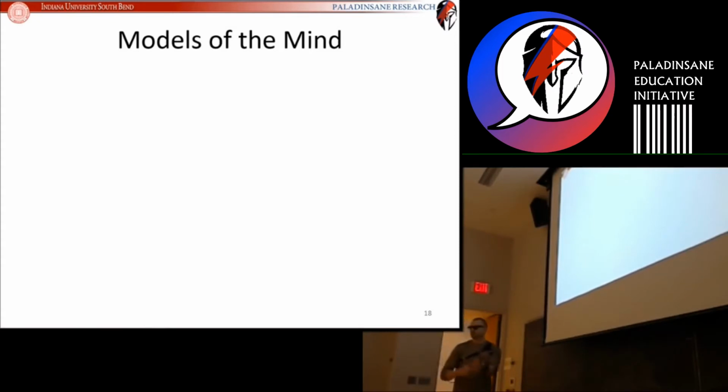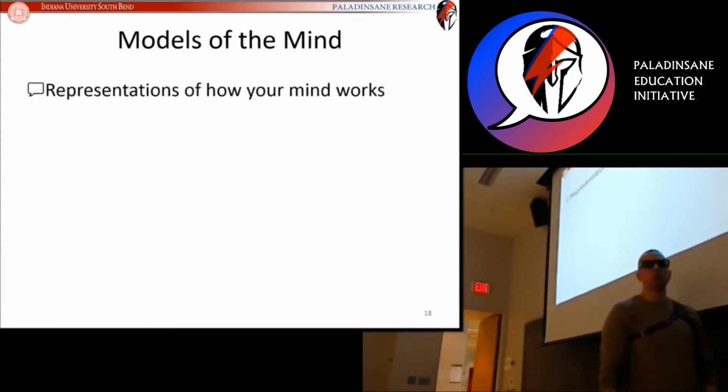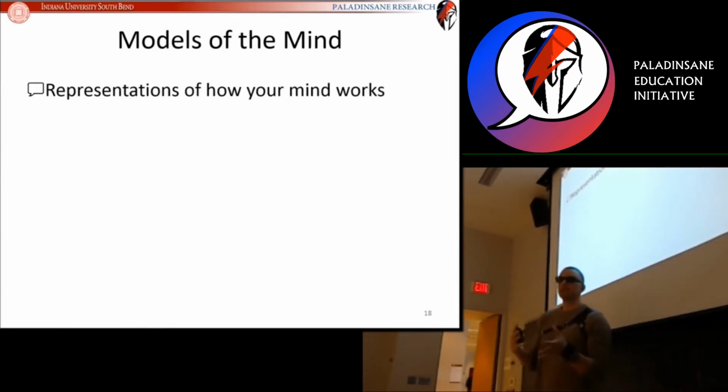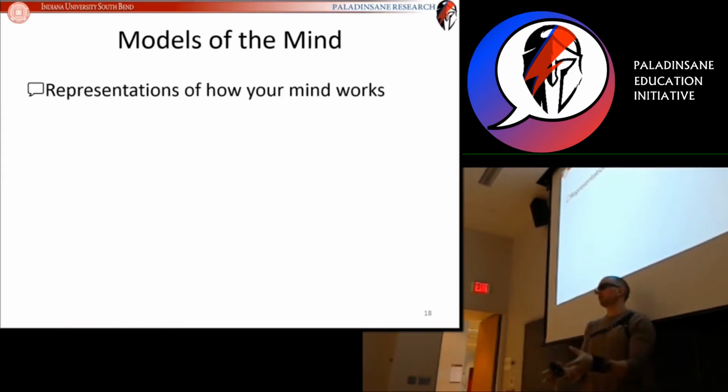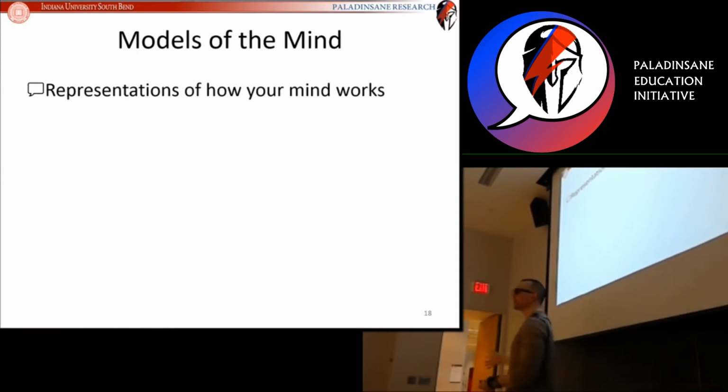We just can't understand the whole thing at once. We need models for the mind. So this is going to be, again, this idea of a representation of how your mind works. It's not saying that your mind is the model, but it's saying that your mind is like the model, that the model can help us understand how the actual complicated thing really works.